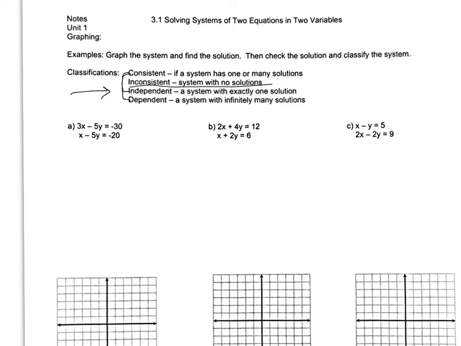A system with one solution is pretty much a point of intersection, and that happens often. A system with infinitely many solutions is going to be the same line, basically one line on top of the other. A system with no solutions is parallel lines, or lines that do not intersect. So we'll run through some examples, find the point of intersection, and classify it just like the directions say. In order to graph these lines, we're going to solve for y first.